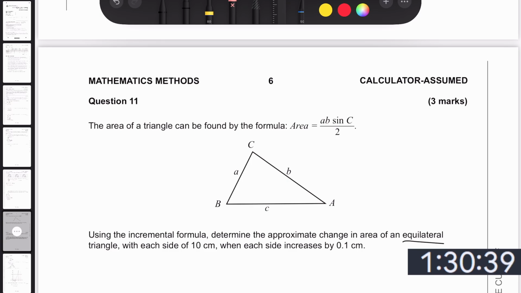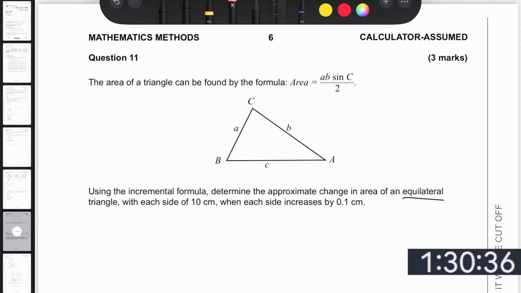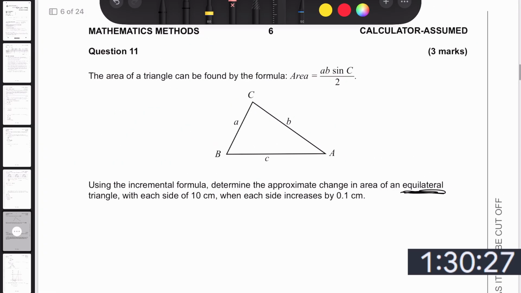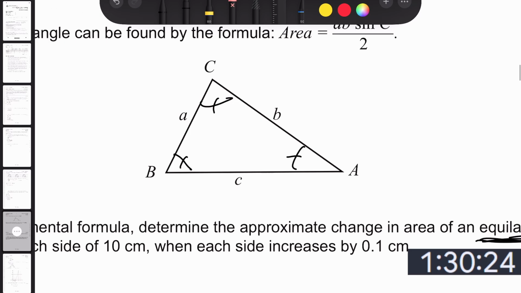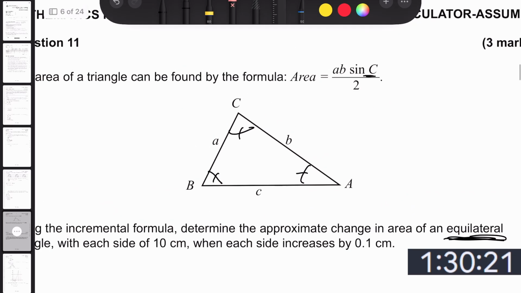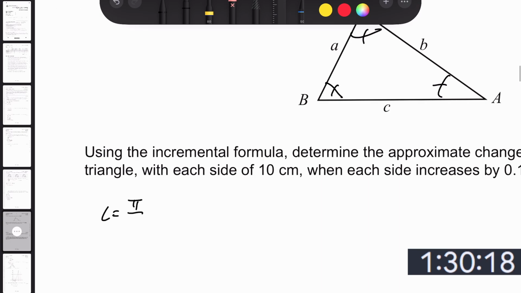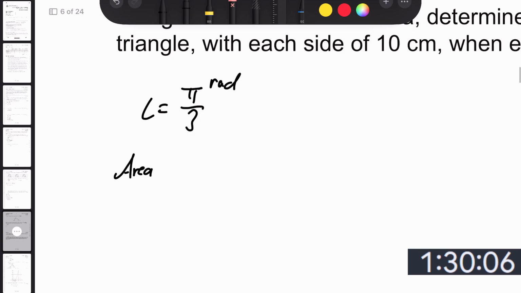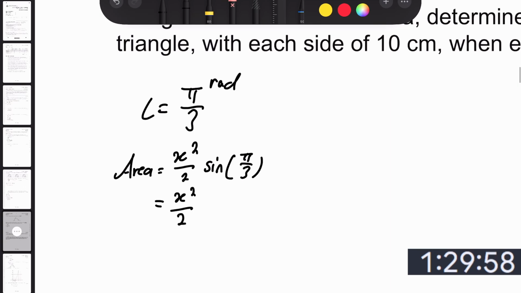Triangle area formula: area equals one half AB sine C. Find the area of an equilateral triangle with each side of 10 centimeters. Okay, so we know it's equilateral. So we know that all of these angles are gonna be the same, 60 degrees or pi on 3. So C is gonna be, I'm just gonna write C is equal to pi on 3 radians. Since all the sides are equal, A and B are gonna be equal, the area is equal to x squared on 2 sine of pi on 3, which is going to be x squared times the square root of 3 on 4.